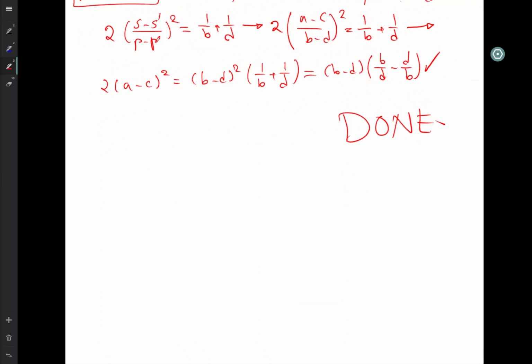Alright, this concludes our discussion on the quadratic equation. Next, we look at the more general case of polynomials and their properties. Thank you for paying attention.